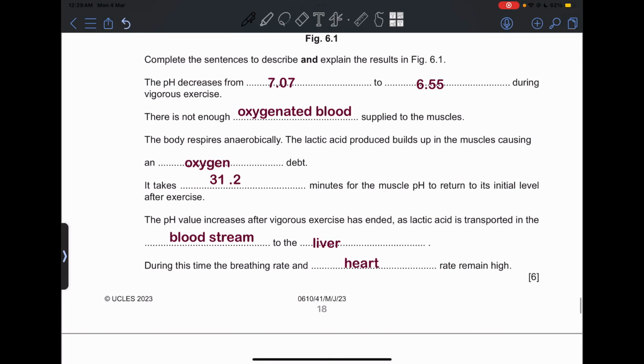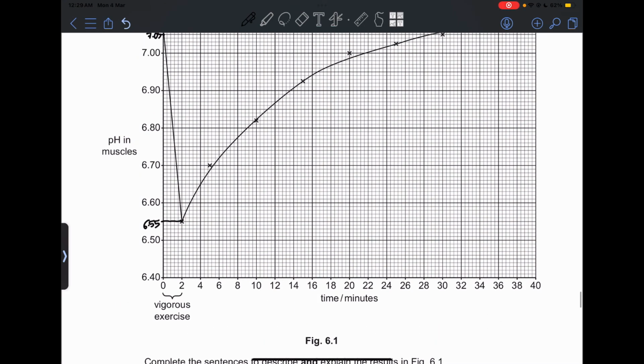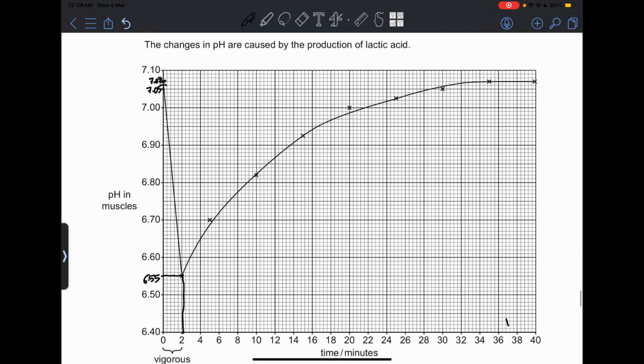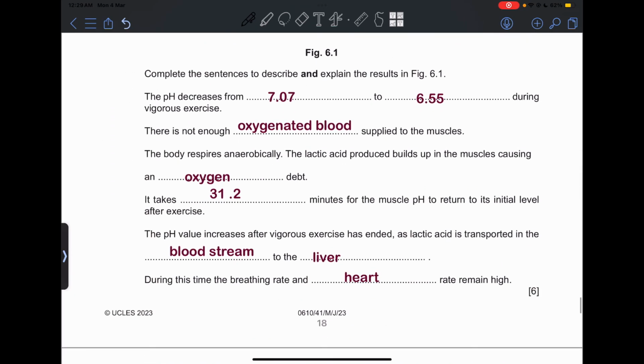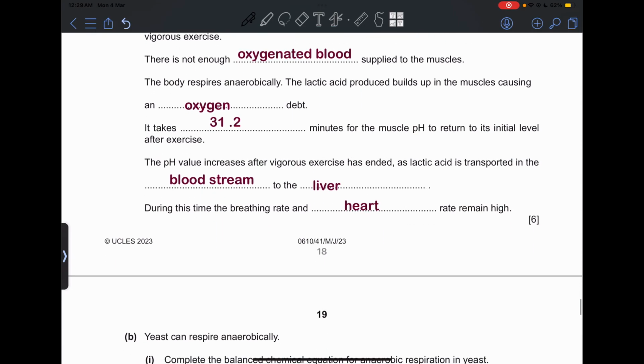It takes 31.2 minutes for the muscle pH to return to its initial level after exercise. So I said that it took from 2 minutes until around 35 minutes to return to its normal level, which was 7.07. You can say anything between 31 to 32 minutes because it may differ from one person to another.